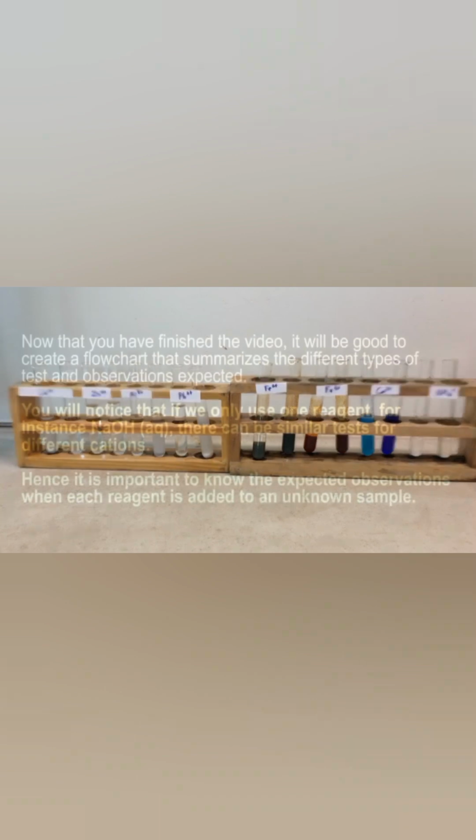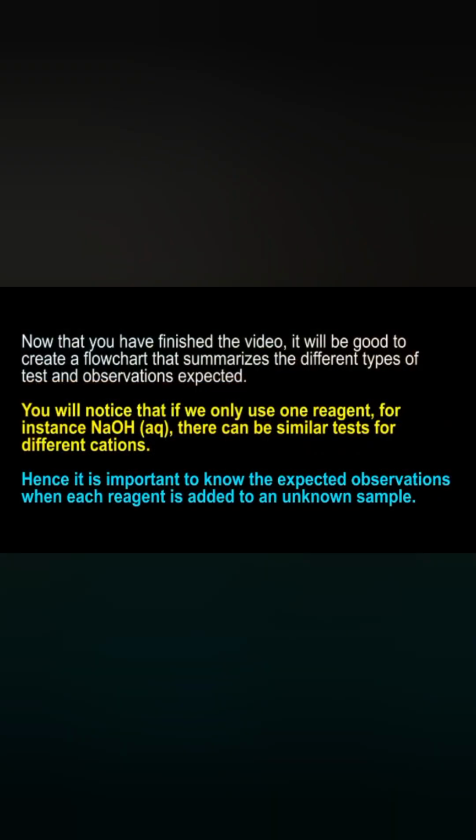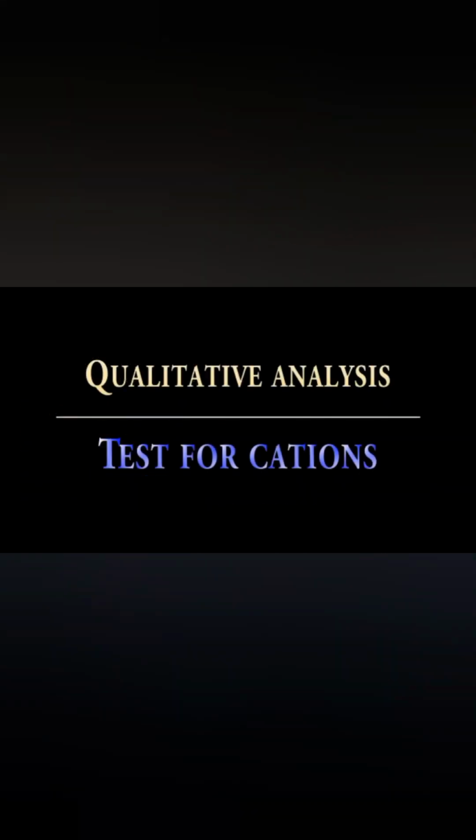Now that you have finished the video, it will be good if you create a flow chart and summarize the different types of tests and observations expected. You will notice that if we only use one reagent, for instance sodium hydroxide, there are going to be similar test results for several cations.